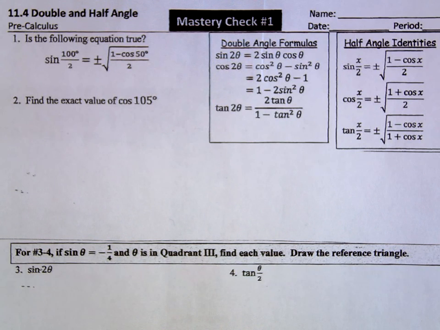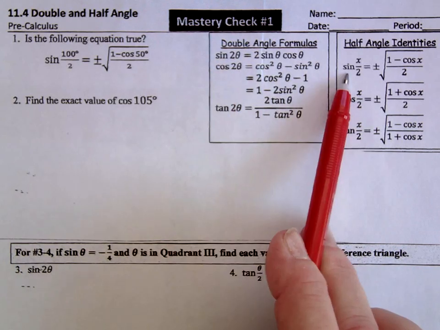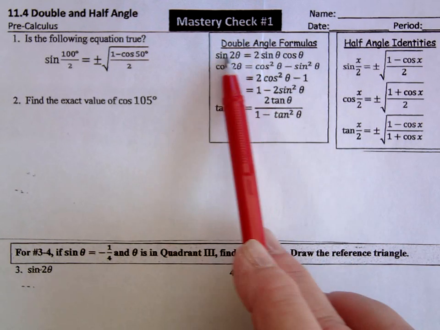I gave you in section 11.3 a whole sheet that has the list of all the possible identities. This section talks about the double angle and half angle formulas. So doubling something or halving something is what you're looking at, and they happen to be trig functions. So here's the double angle formulas.